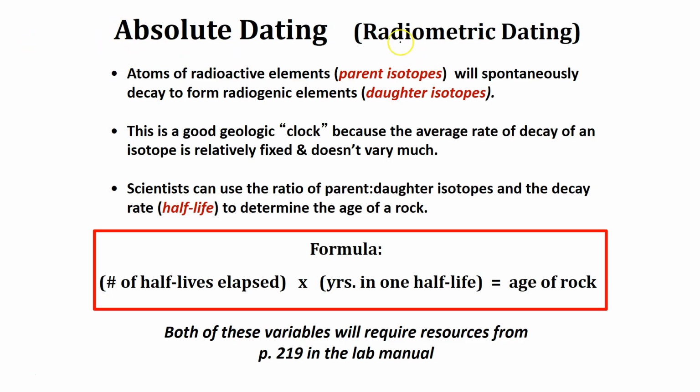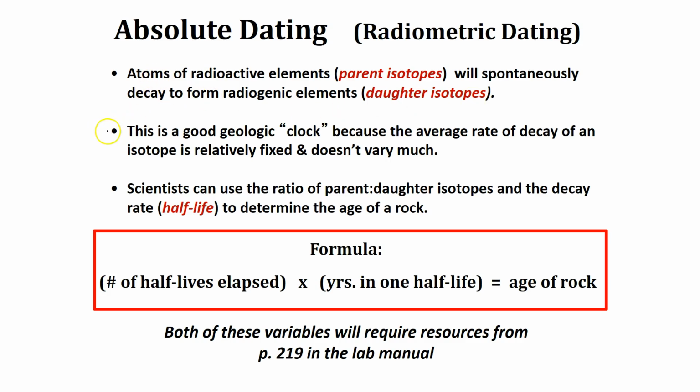We're going to begin with radiometric dating. So radiometric dating relies on the idea that atoms of radioactive elements will spontaneously decay to form radiogenic or non-radioactive elements, which are known as parent isotopes and daughter isotopes, respectively. So basically, if you take something radioactive, it's going to start to break down, and as it breaks down, it produces a non-radioactive isotope as a byproduct.